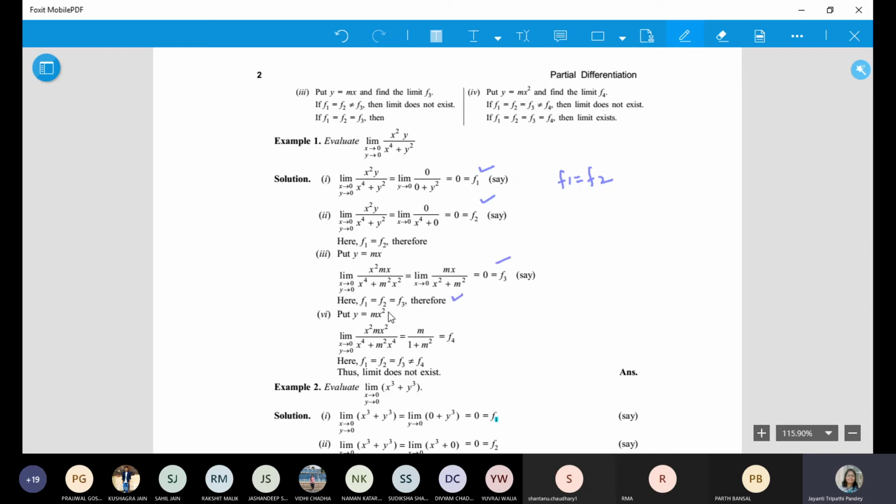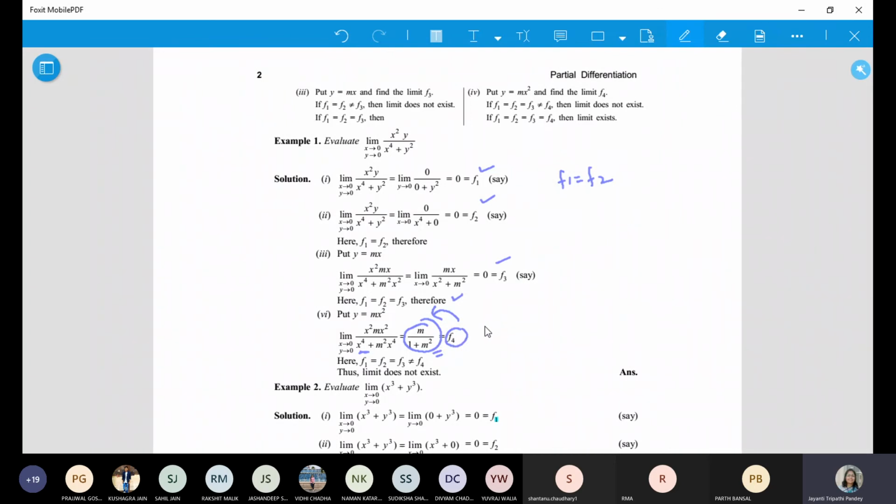Next you will put y is equal to mx square. When you put mx square, x to the power 4 is common. Now when you take out x to the power 4, this x to the power 4 will be cancelled. So you are getting m upon 1 plus m square. When the output contains m, that means this limit is depending on the path. You change m, the limit will change.